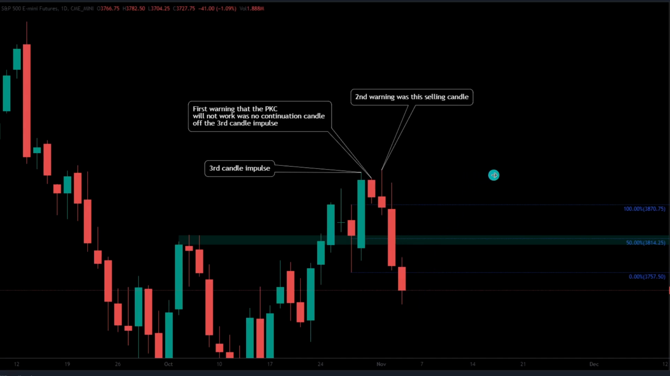So the key requirement, remember, of the PKC is you always need an impulsive move away from the third candle to confirm the move.